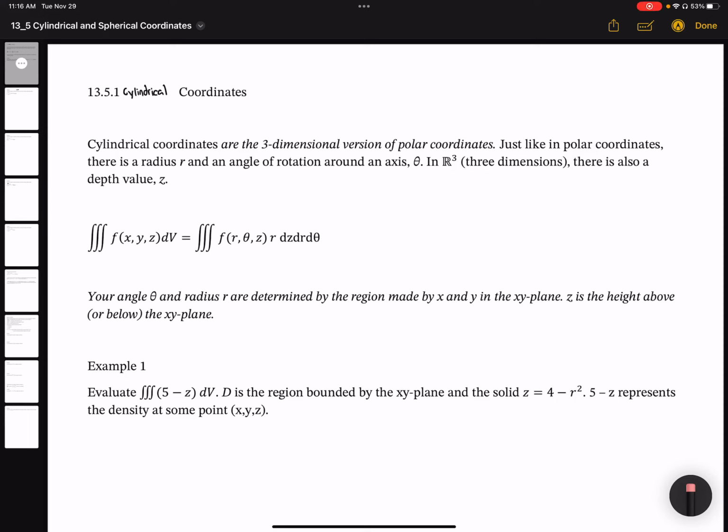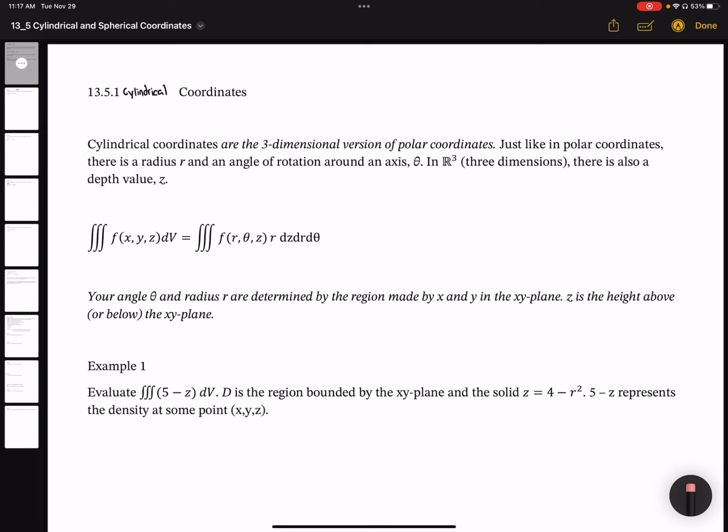Hey students, in this video we're going to cover cylindrical coordinates. Cylindrical coordinates are polar coordinates in 3 dimensions. So we're going to have a radius, r, an angle, theta, and now we're going to have this depth value, z. Kind of similar to the double integral where we have r dr d theta, now we're just going to add a differential for z as well.